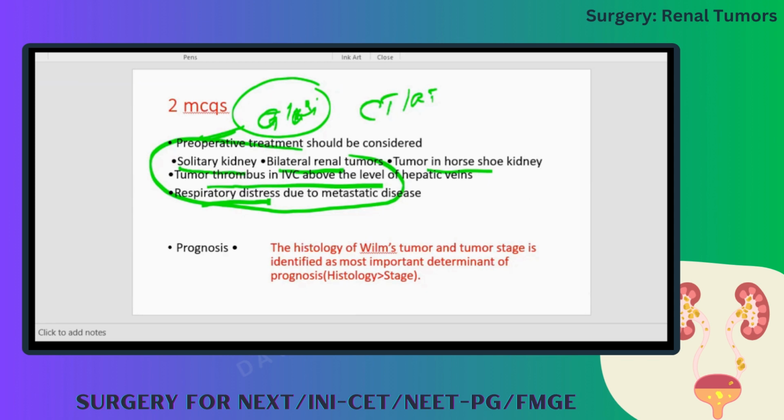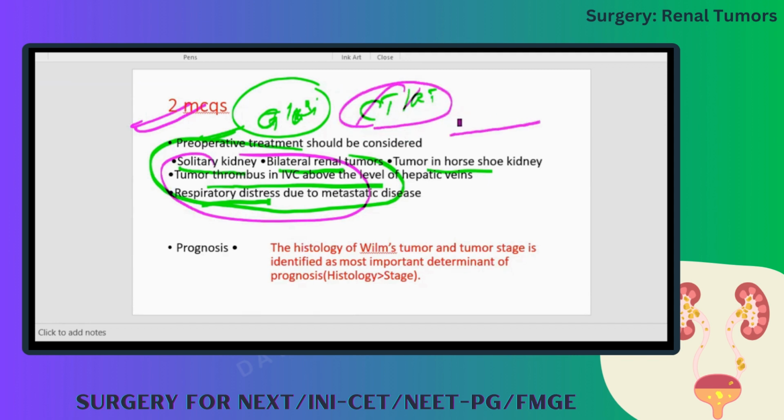So this is one important MCQ. In these conditions, we have to give preoperative treatment. Before operation, we have to give this treatment. What is the other name of this treatment? If you give before surgery, neoadjuvant. Very good. It is known as neoadjuvant therapy. Neoadjuvant chemo or neoadjuvant radiotherapy. Very good.